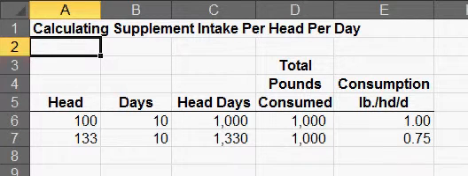Once in a while, we get calls from people with questions on how to calculate their supplement intake per head per day. And it's good to know how to do that so you can compare your performance on different supplements. I'll show how to do this here on an Excel spreadsheet.